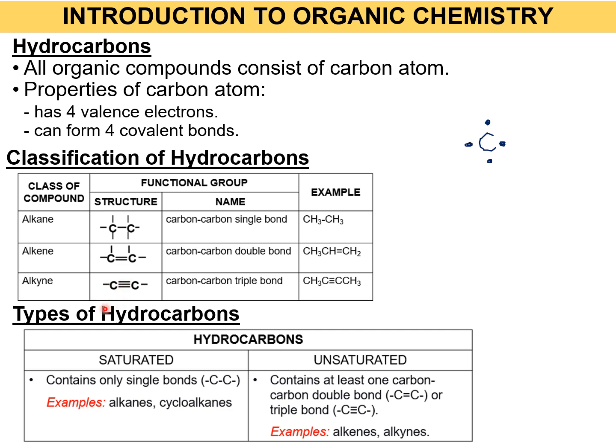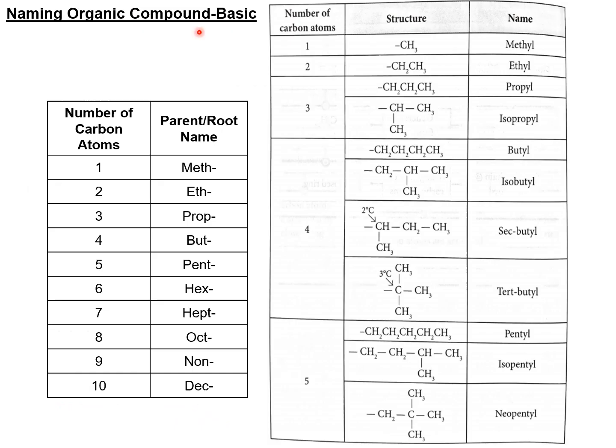1, 2, 3, 4. And there are 2 types of hydrocarbons. The first one is saturated hydrocarbons and the second one is unsaturated hydrocarbons. Saturated hydrocarbons are any hydrocarbons with single bonds only, for example alkane and also cycloalkane. Cycloalkanes are alkanes, or carbon-carbon single bonds, that form a cyclic shape. Unsaturated hydrocarbons are carbon-carbon compounds with more than one bond, for example double bond and triple bond, like alkenes or alkynes.